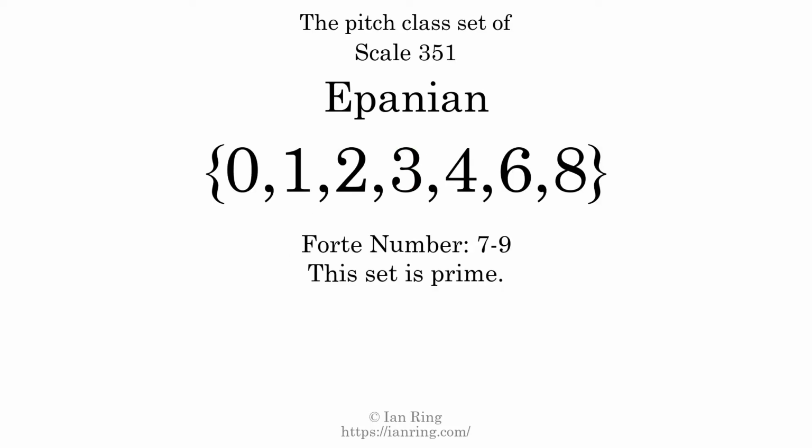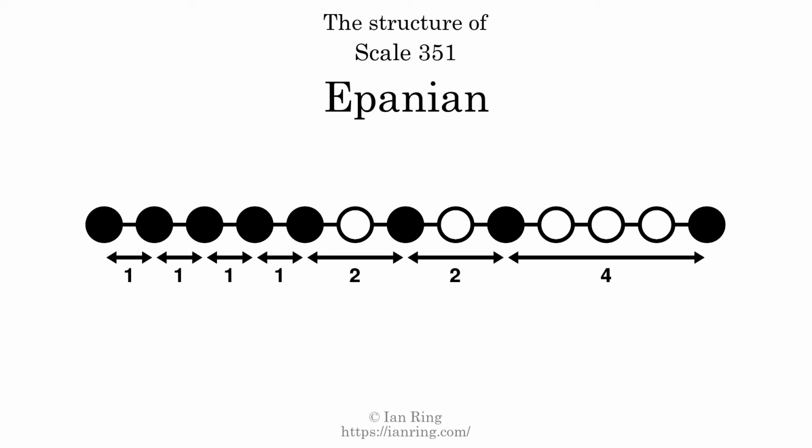The pitch class set for this scale is 0, 1, 2, 3, 4, 6, 8. The Fort class is 7, 9. This set is prime. The structure of a scale is a description of the interval distance between each successive tone. This scale has a structure of 1 1 1 1 2 2 4.